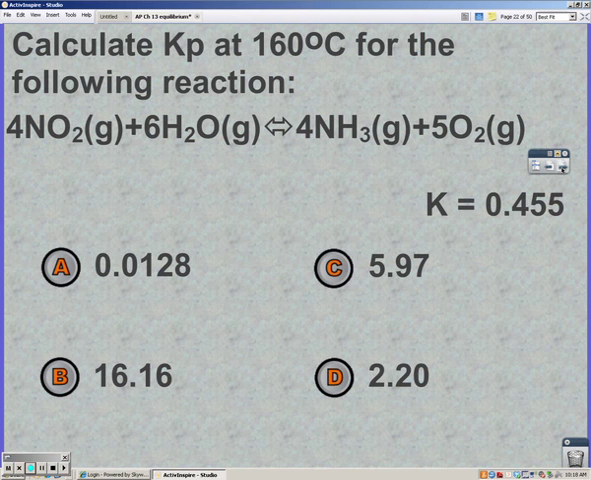Go ahead and calculate your Kp for this reaction given your K. Restart when you think you have it.